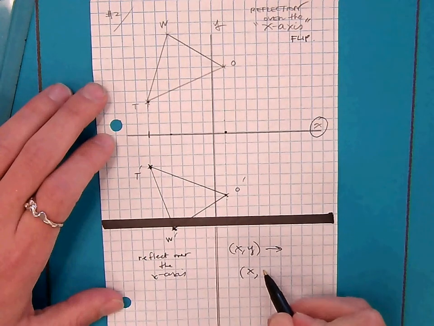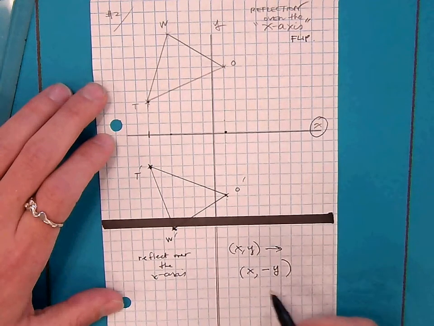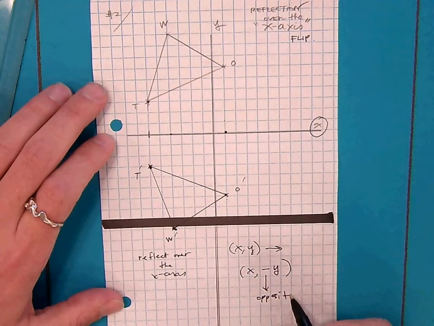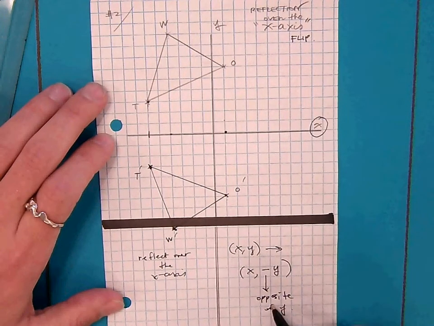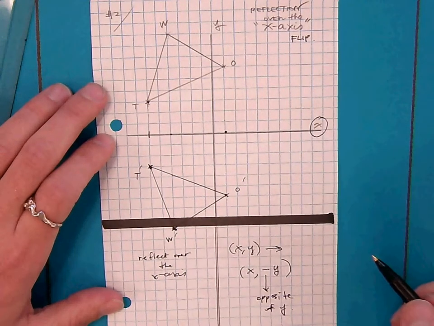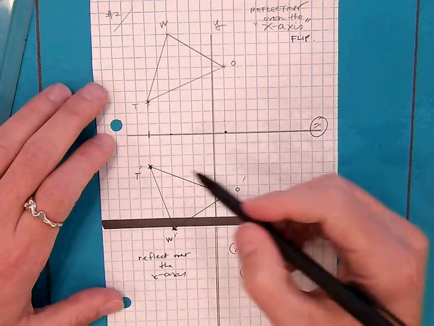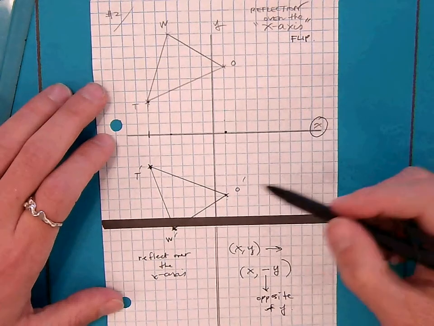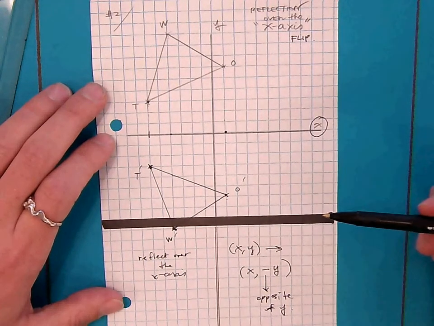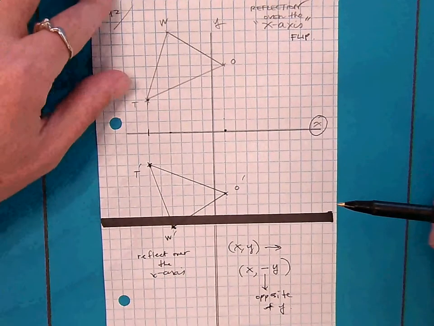The notation we use is negative, or the opposite, of y. Take the opposite of y. So all these y values are positive, so now they're all negative. But if we had some negative y values, they would flip up and become positive. Okay? Give that a shot. Let's move to our final one for part 1.